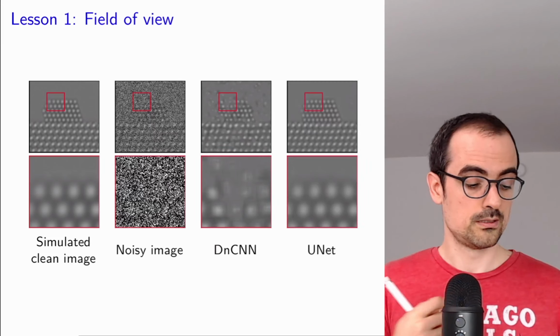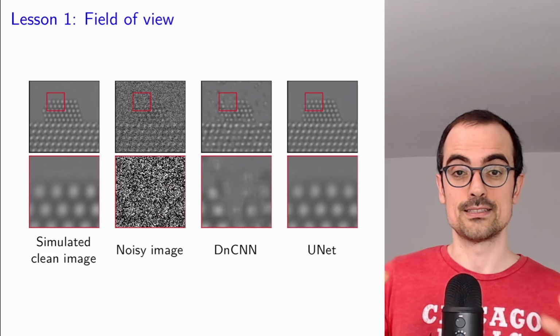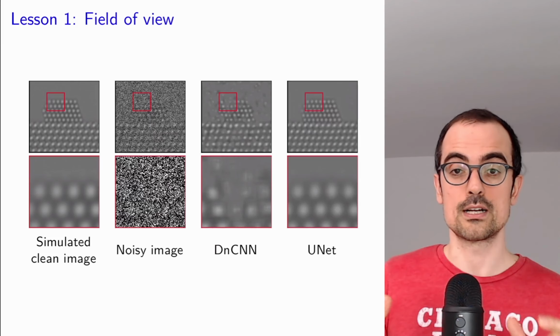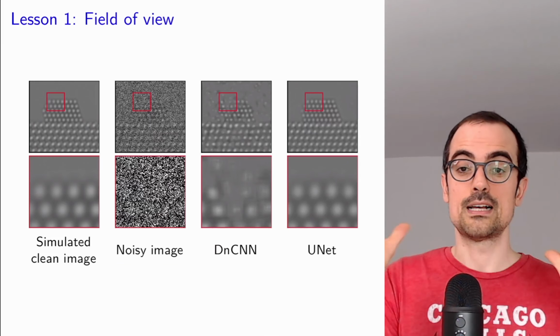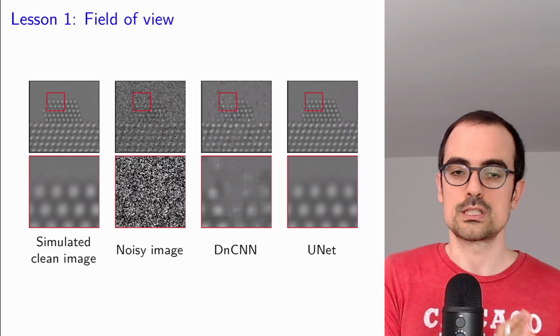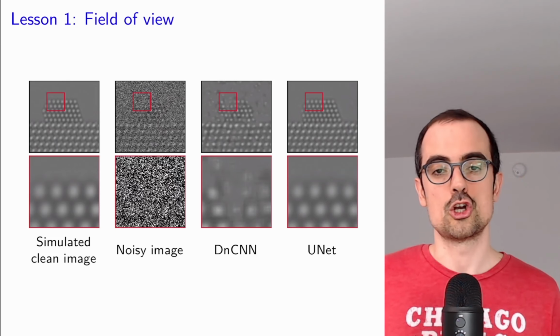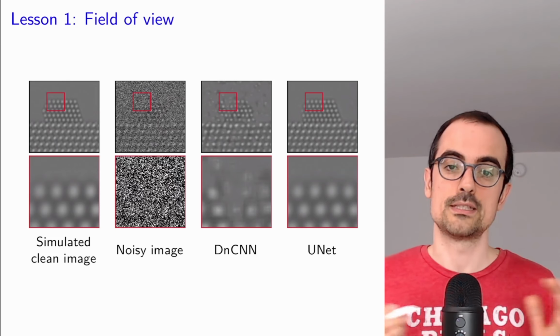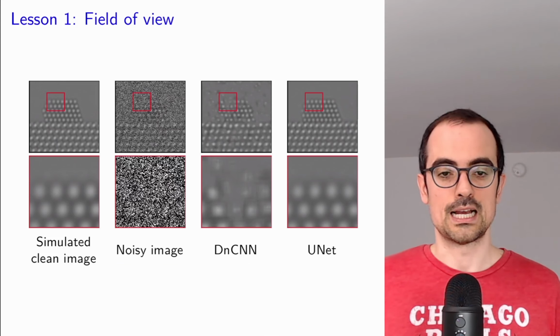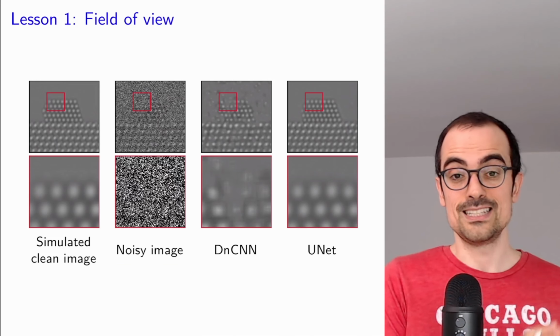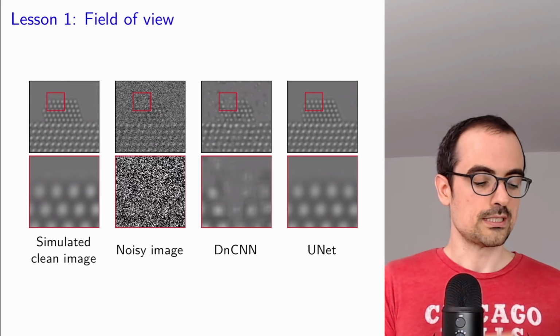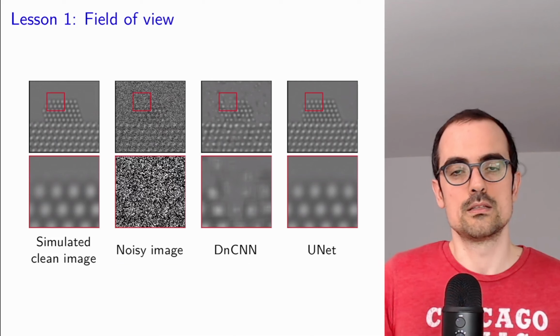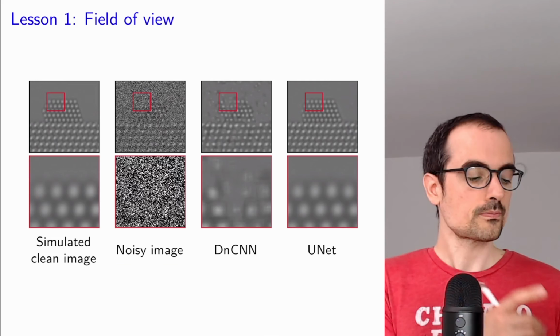Instead, we need to use a unit that has a multi-resolution architecture, which enables it to have a much larger field of view. We talked about this in more detail in the supervised learning video, so I will refer you to that, but this is actually quite important. It allows us to produce good denoising, at least on the simulated data. So these are results on the simulated data. The method worked extremely well.